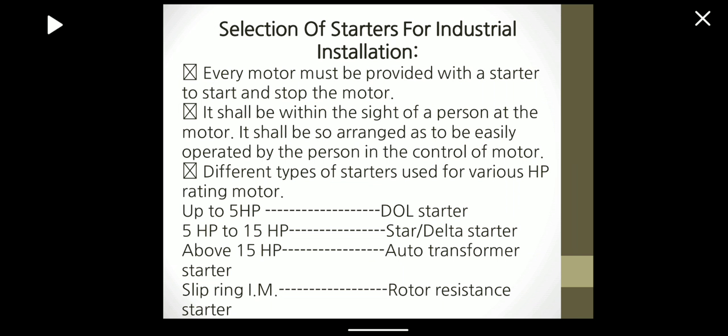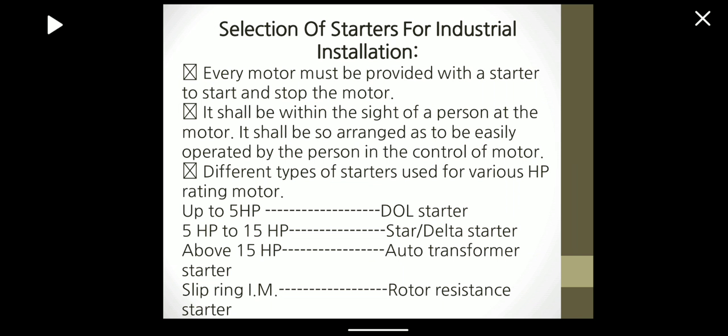Then next is selection of the starter for the industrial installation. According to the rating of the motor, different starters are used. Every motor must be provided with a starter to start and stop the motor. It shall be within sight of the person at the motor. It shall be so arranged as to be easily operated by the person in control of the motor. Different types of starters are used for various HP motors.